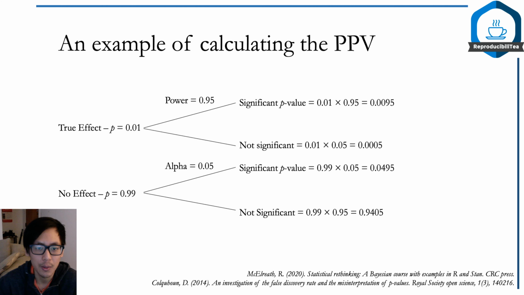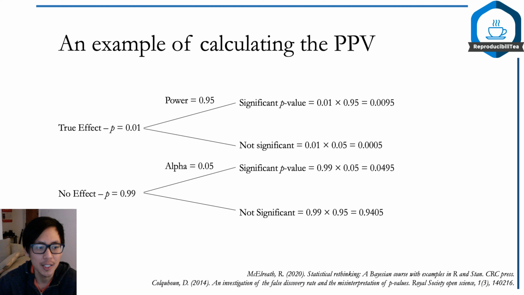There's also the scenario where there is no effect, right? So in our hypothetical here, we've assigned this a probability of 0.99, 1 minus the probability of a true effect. So we have an alpha of 0.05, a false positive rate of 0.05. So in this scenario, which is 99% of the time, we observe a significant p-value 5% of the time. So we can observe a significant p-value 0.99 times 0.05, which gives us something close to 0.05.